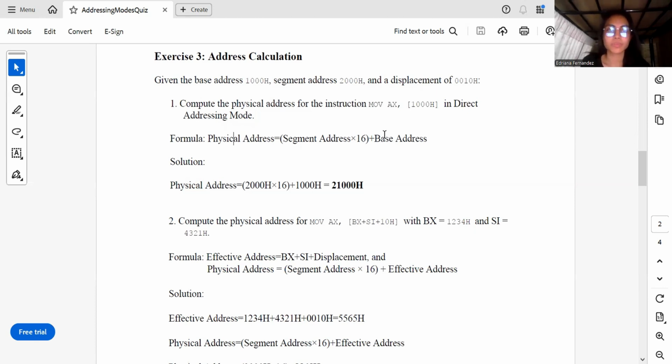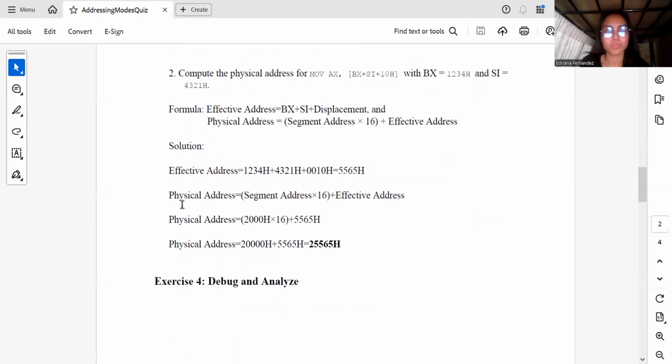So the segment address is multiplied by 16 and added to the base address to get the physical address, using the formula that we used. So now we can move on to our next number, which is to compute the physical address for move AX.